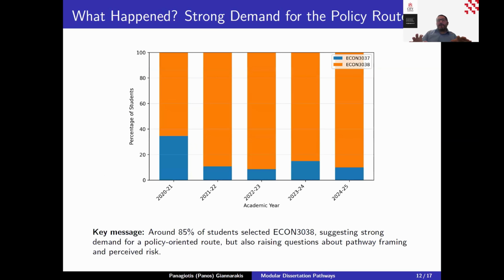In terms of the results, there was a strong demand for this route. Around 85% of students chose the policy-oriented route. However, this raises questions on how we advertise the pathways, because I think we may have overdone it, and this could easily have led to the kill of the traditional dissertation, and this is not something that we want.